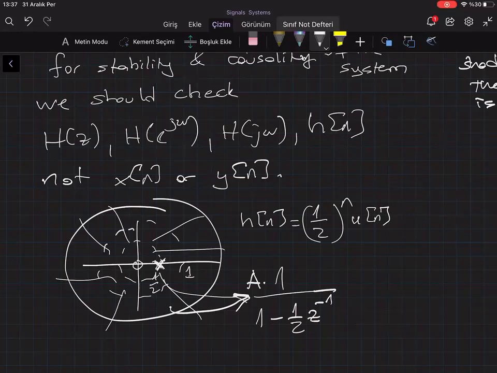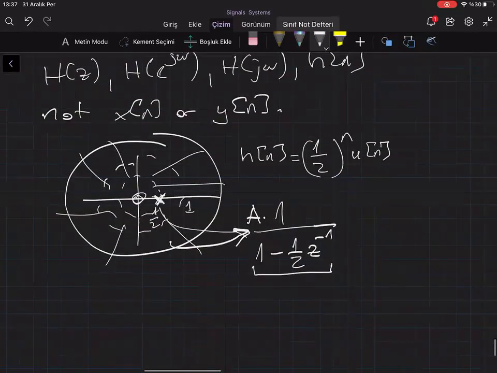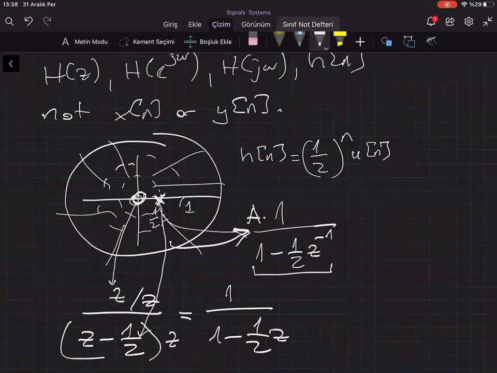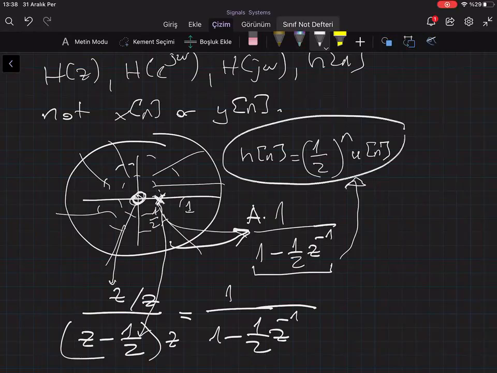When you see a pole, it should be down here. When you see a zero here and a pole here, you can immediately write z divided by z minus 1/2, right? So when you divide everything by z, then you will have 1 over 1 minus 1 over 2 z to the power minus 1. So this means my sequence is right-sided, and h of n is (1/2) to the power n.